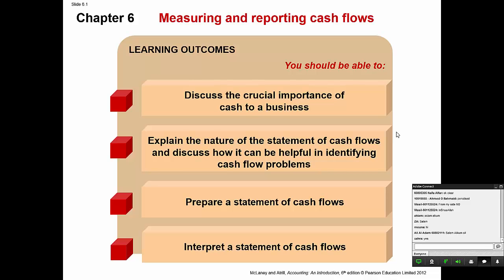So today, inshallah, we have chapter 6, and chapter 6 in accounting is discussing the idea of the cash flow statement. The title of the chapter is Measuring and Reporting Cash Flows. As you can see in the presentation here, the learning outcome will be first we will discuss the crucial importance of cash to our business, and that also includes the importance of the cash flow statement and what information we can get from the cash flow statement.